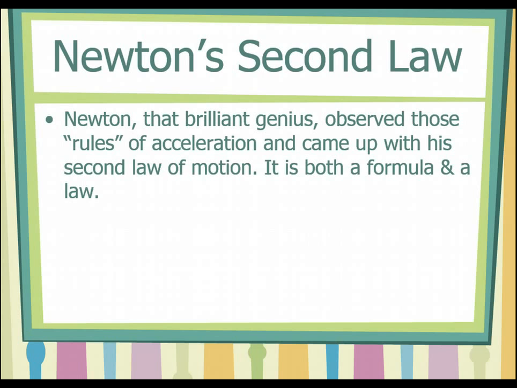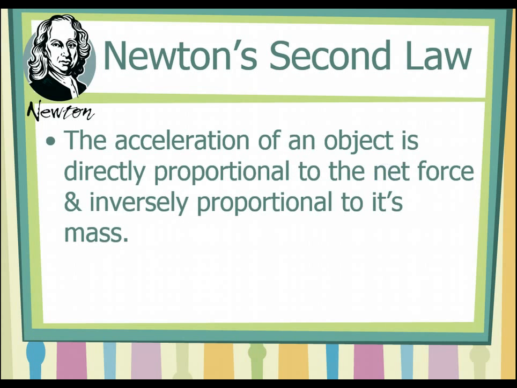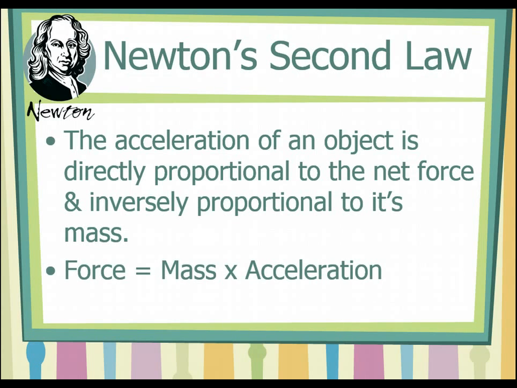So Newton, he was a genius, right? He observed these rules of acceleration and came up with the second law of motion. It has a formula and a law. So here's Newton's second law. The acceleration of an object is directly proportional to the net force and inversely proportional to its mass. Or in other words, force equals mass times acceleration, or F equals ma.